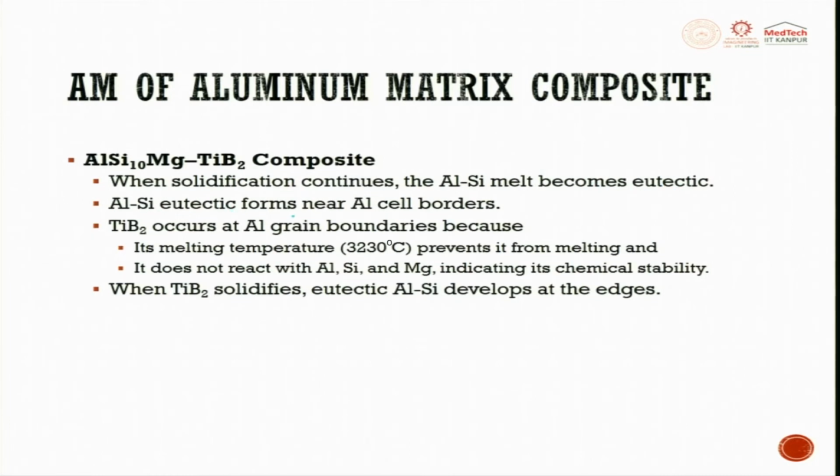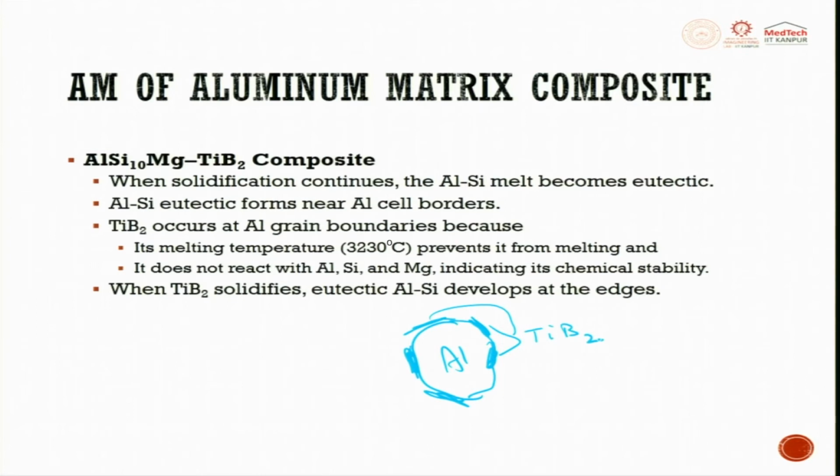AlSi eutectic forms near Al cell boundaries. TiB2 occurs at Al grain boundaries, so at the Al grain boundary you will have TiB2. All these things are TiB2.